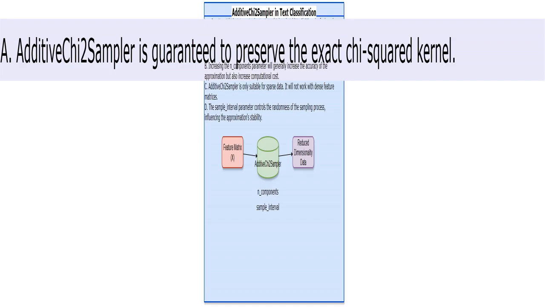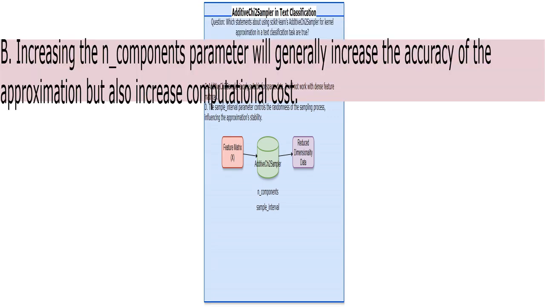This statement is false. AdditiveChi2Sampler only provides an approximation of the chi-squared kernel. It won't be perfectly accurate. This statement is true. The parameter n_components controls the number of features AdditiveChi2Sampler uses. More features generally mean a better approximation but also mean more computation.